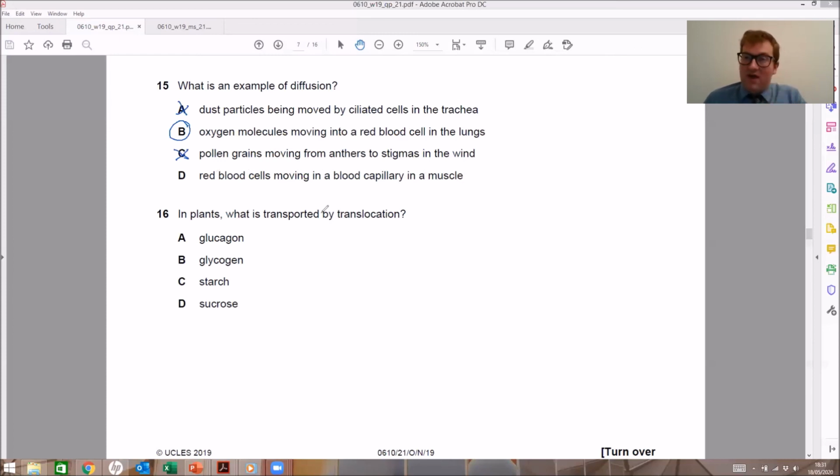Well, no, remember that any movement in the blood, particularly in the capillaries, has come from the residual pressure from the ventricular contraction in the heart, pumping it out from the left ventricle. Okay, so option D is not a choice here either.